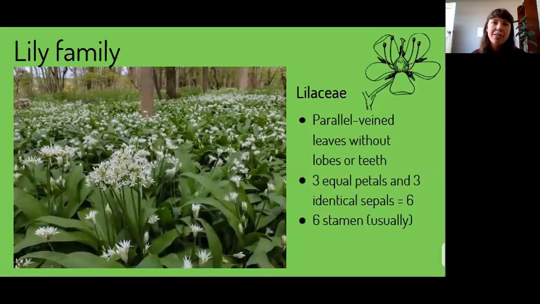So the Lily family, or the Liliaceae, is a large, diverse family with many species, and plants in the Lily family all have parallel-veined leaves, which are smooth and straight, without any lobes or toothed edges. The flowers usually have 3 petals and 3 identical sepals of the same colour, so it just looks like 6 petals, really. The petals and sepals can be separate, or sometimes fused into a tube, and they usually have 6 stamens.